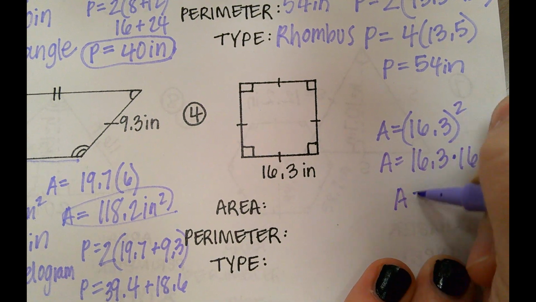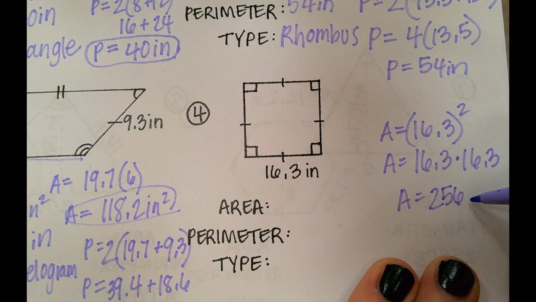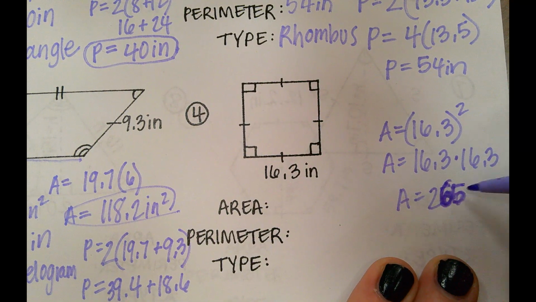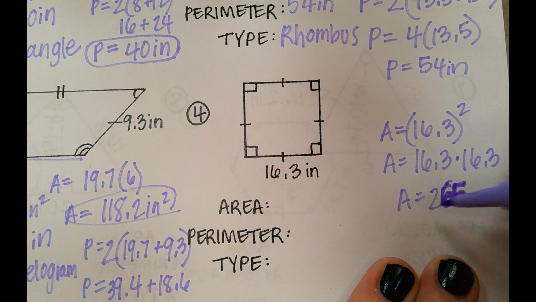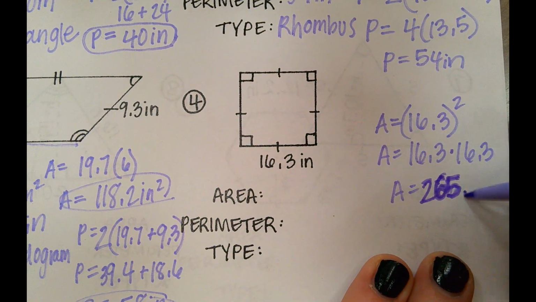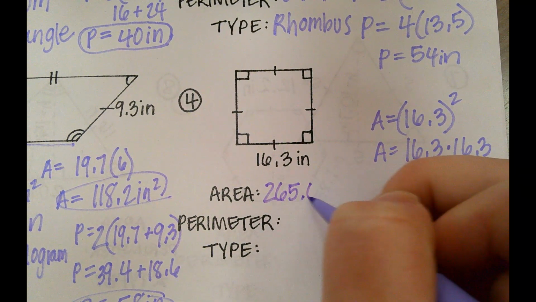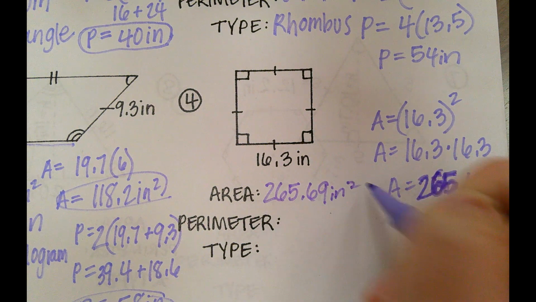That gives you 265.69 inches. Beautiful. 260. Sorry. Yes, 265. No, you're good. I think that was my fault. My hands just write things. It's not what my mind wanted. 265.69 inches squared. 265.69 inches squared.